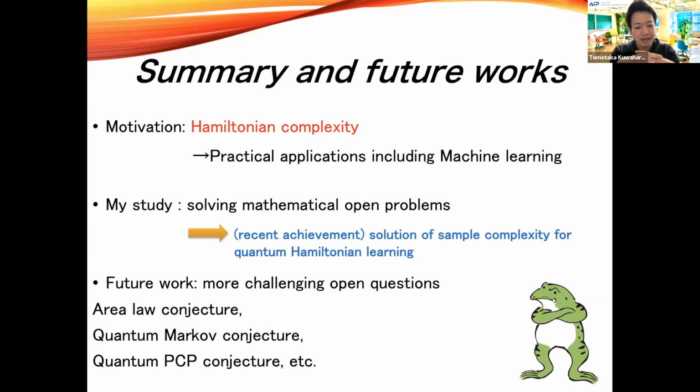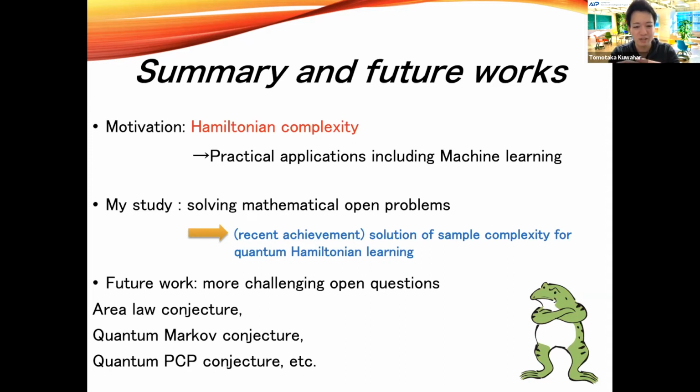Then the Markov property is characterized by the very famous Hammersley-Clifford theorem. The Hammersley-Clifford theorem implies that the Markov network, I mean the Markov probability distribution, is equivalent to the classical Boltzmann distribution. And the quantum Markov conjecture is whether it is also true for the equivalence of the quantum Markov network and the quantum Boltzmann distribution. I see.